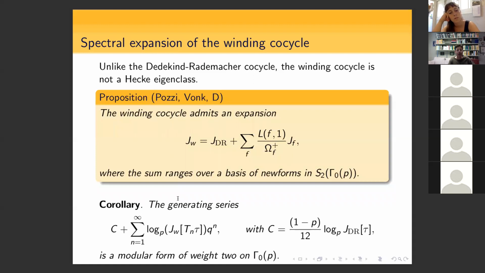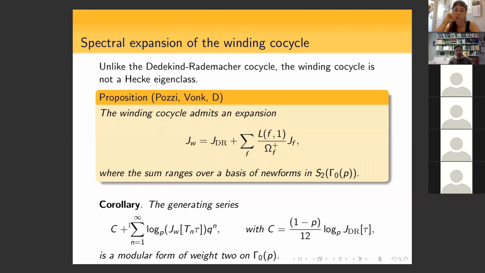And as a corollary, if we form this generating series where we take the sum of the logarithms of the values of the winding cocycle at the Hecke translates of a given tau times q to the n, so I have a T_n here and a q to the n there.